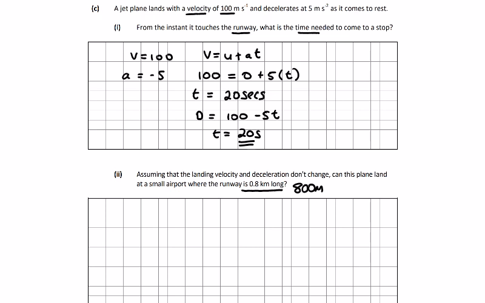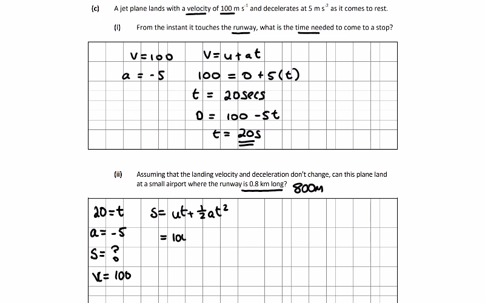Well, can it? Okay, let's have a look. It needs 20 seconds to stop. The acceleration is -5. We're looking for distance, and we have the initial velocity is 100. So S is equal to ut plus a half at squared. That's u is equal to 100, the initial. So S is equal to ut plus a half at squared should tell us how far it travels.